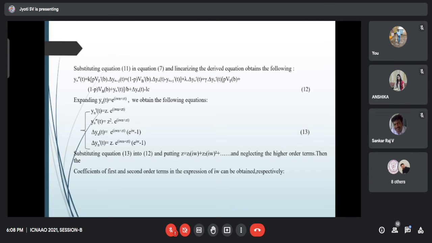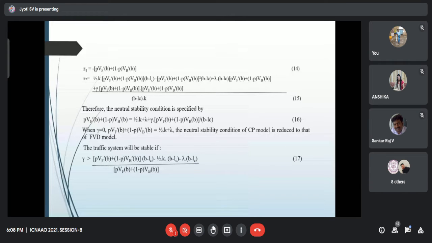Now we substitute equation 11 into equation 7, and putting these values, we finally get the values of z1 and z2. Therefore, the neutral stability condition is specified as pV_f'(b) + (1−p)V_b'(b) = (1/2)(k + λ + γ[pV_f(b) + (1−p)V_b(b)]/(b − l_c)).